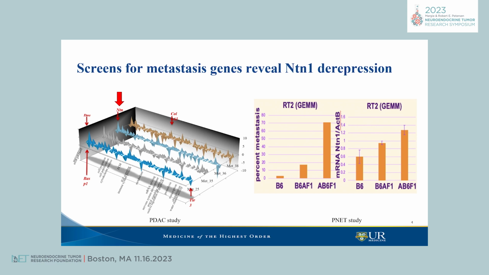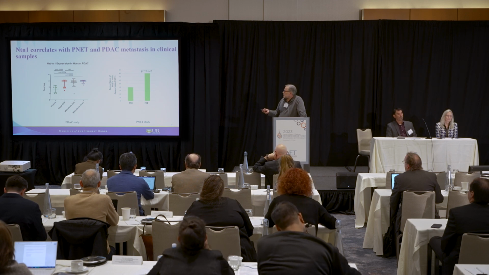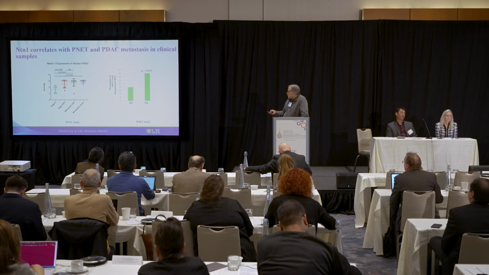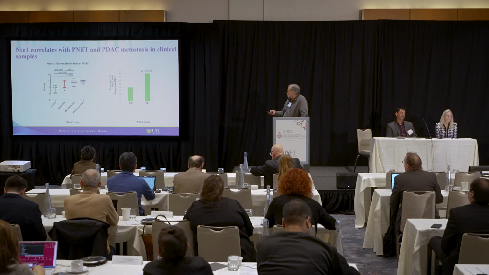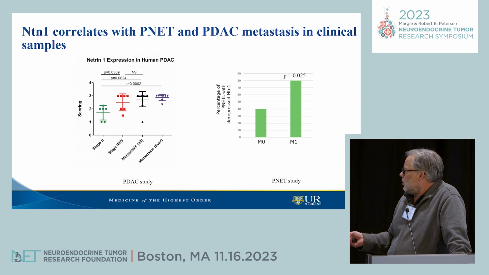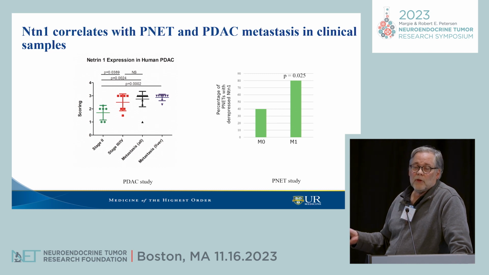This is a RipTag model that I set up, and Minah talked about this. When you put RipTag in B6 or B6AF1 or A/B6, you have an increasing amount of metastasis, you have an increasing amount of netrin. So we're always really interested in netrin. We could also go into clinical samples. These are adenocarcinomas. You can see IHCs showing more and more staining of netrin as the patients get more and more metastatic. Within patients with neuroendocrine tumors, you see de-repression of the netrin promoter in the metastatic tumors and not in the primaries.